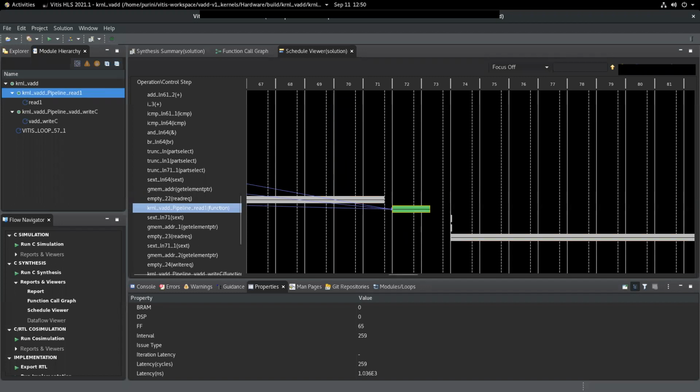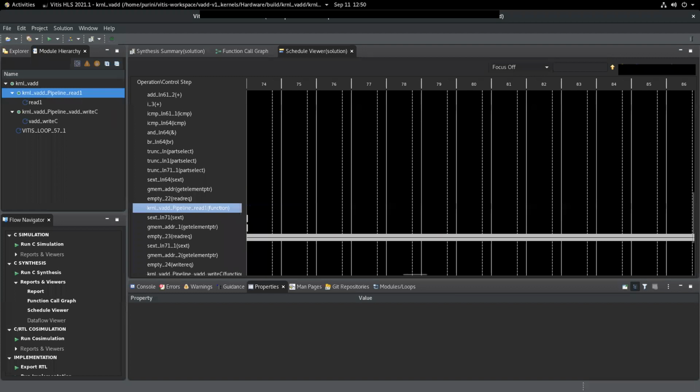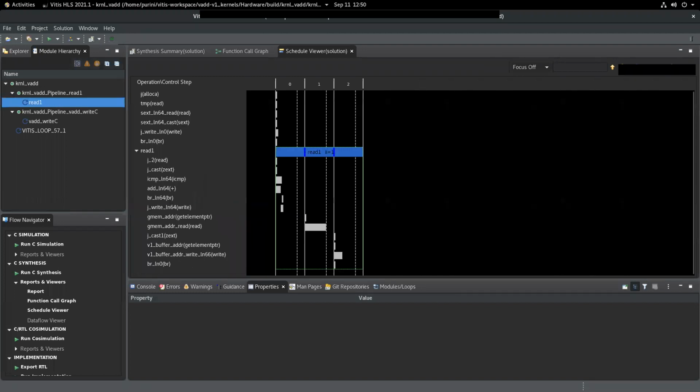But in any case, the point I want to bring to you is that it is possible for us to understand how things are happening within a loop by looking at this schedule viewer. Like for example, in this case, it will be nice if we can have source or access also side.